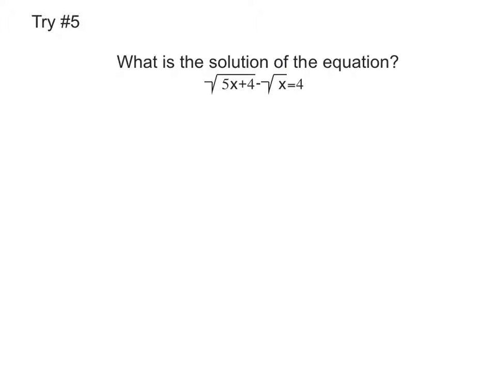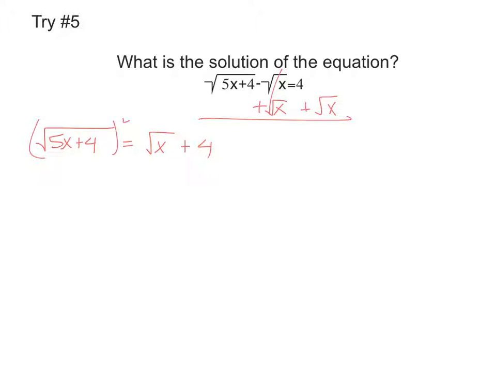Okay, again, we need to move our radical to the other side. So we're going to add the square root of x to both sides. So we're left with the square root of 5x plus 4 equal to the square root of x and then plus 4. Okay, square both sides. We're left with 5x plus 4 equal to, again, I'm going to do the box just so you can see.